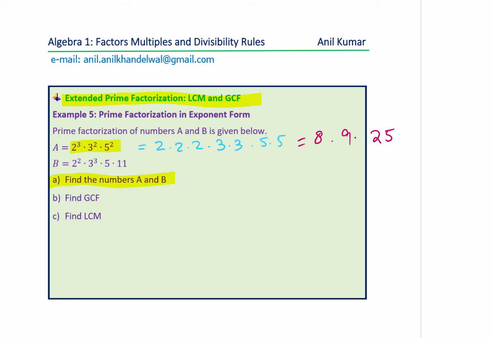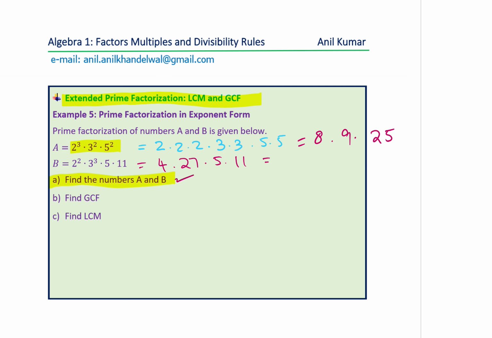The second one here is the number b. So we have 2 square, which is 4, times 3 cube, which is 27, times 5 times 11 to get your number. So that is how you can do part A, which is how we find the numbers a and b.